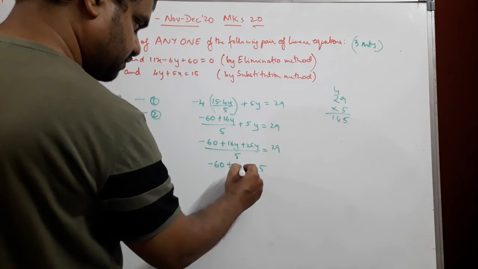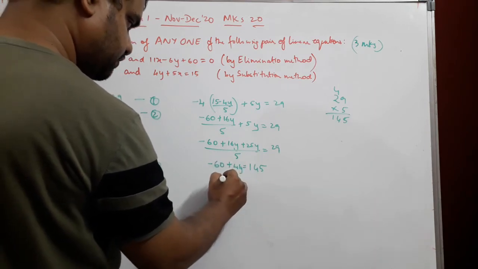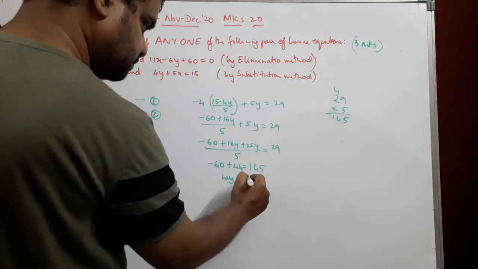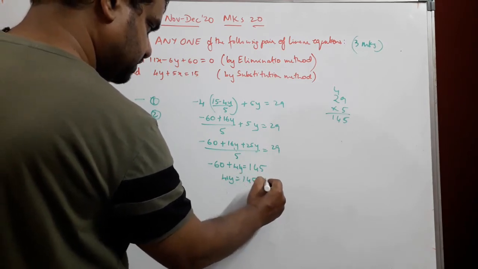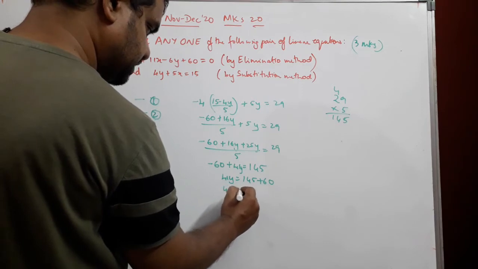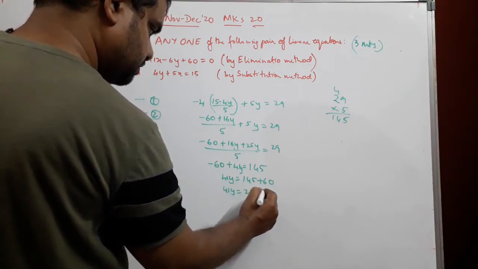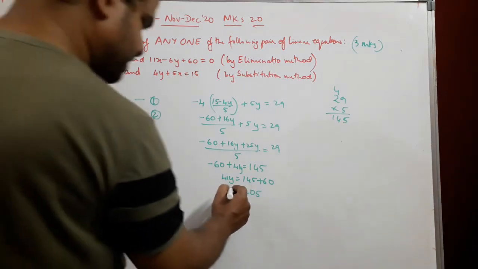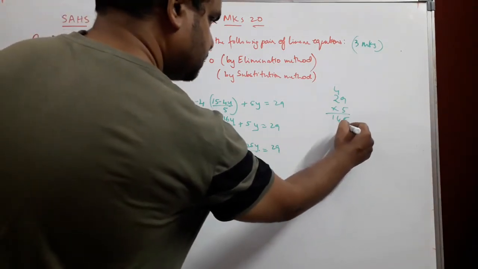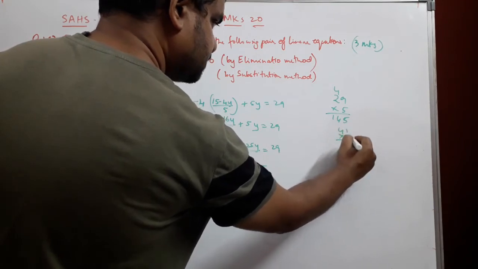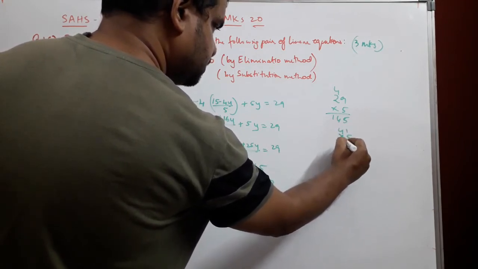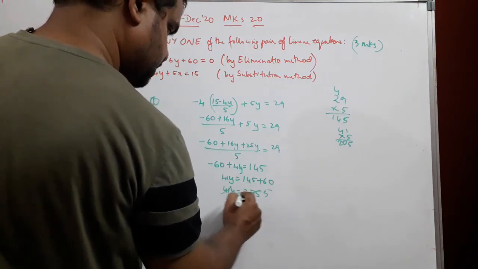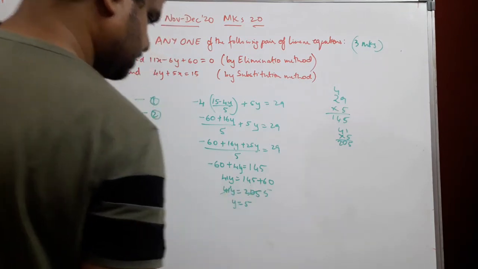Now I will take 60 on the other side, it will become positive. This is, sorry, 41y. So we get 41y equal to 145 plus 60. That gives us 205. Okay, and this will divide, see, 41 into 5, 5 ones are 5, 5 4s are 20. So 41 5s gives us 205. So y is equal to 5.